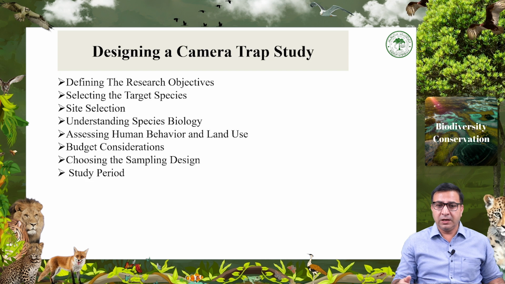Finally, we need to choose an appropriate sampling design, such as random, grid based, or targeted location sampling, depending upon our study objective or our research goals. So what type of study we are going to do, accordingly we can design our study. Maybe it's a grid, maybe it's random, or maybe it's targeted locations.